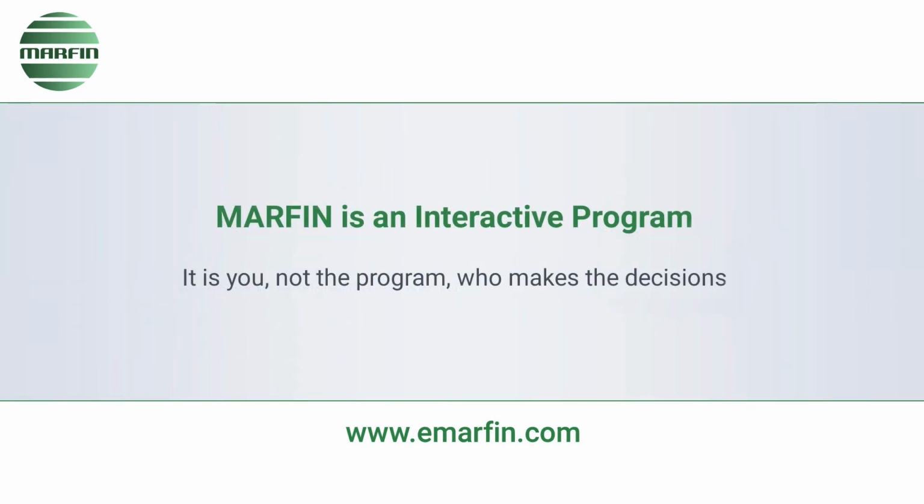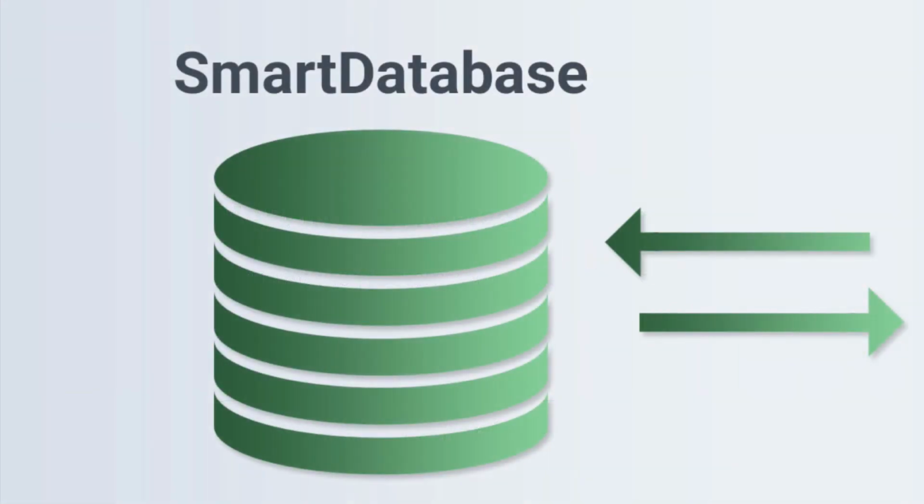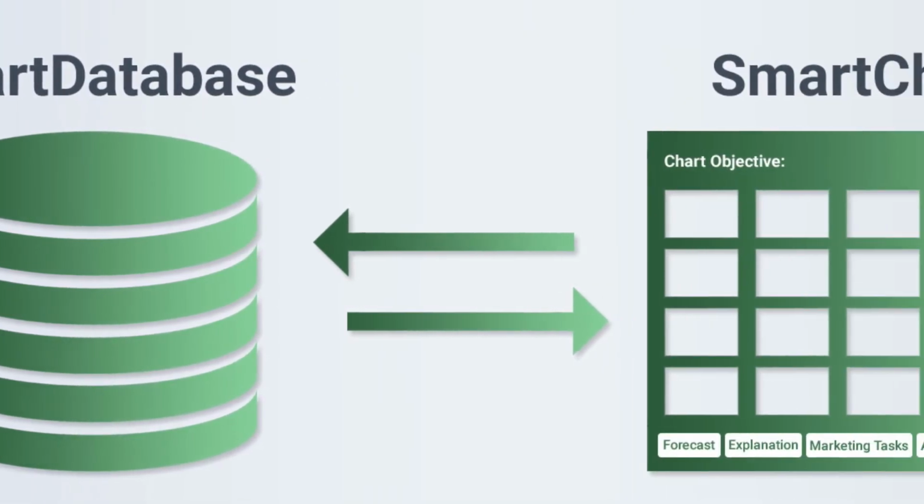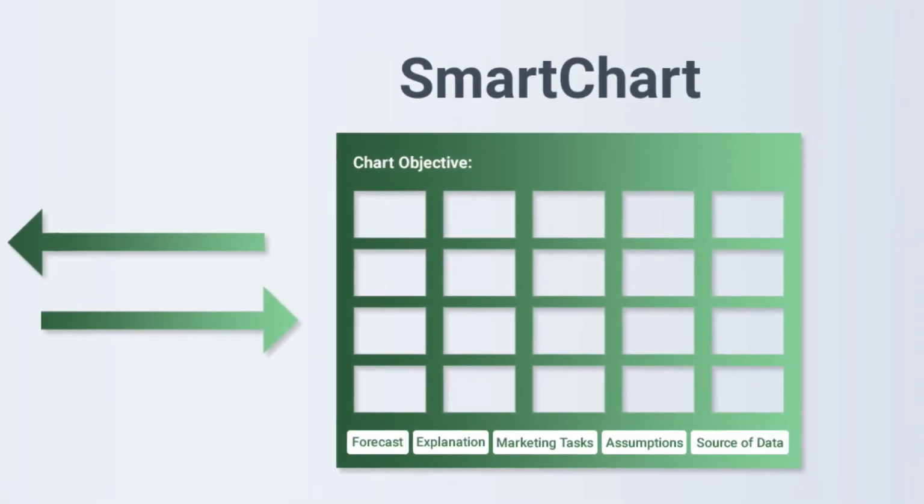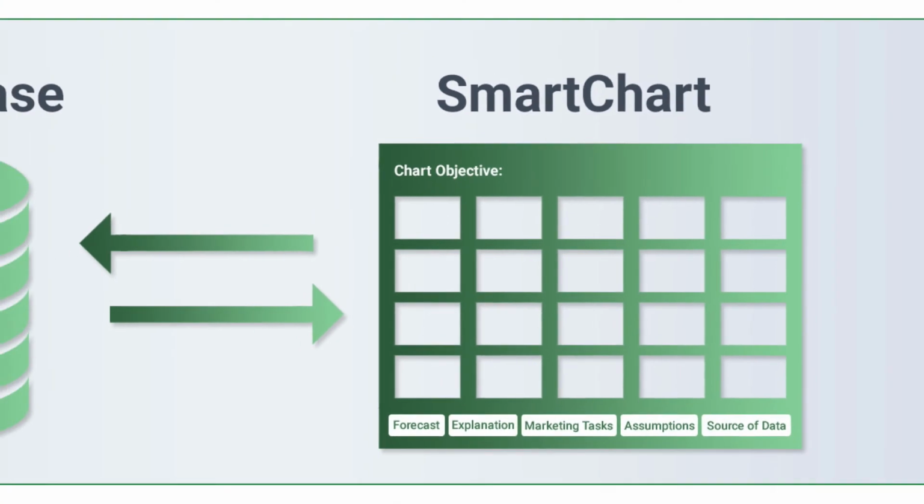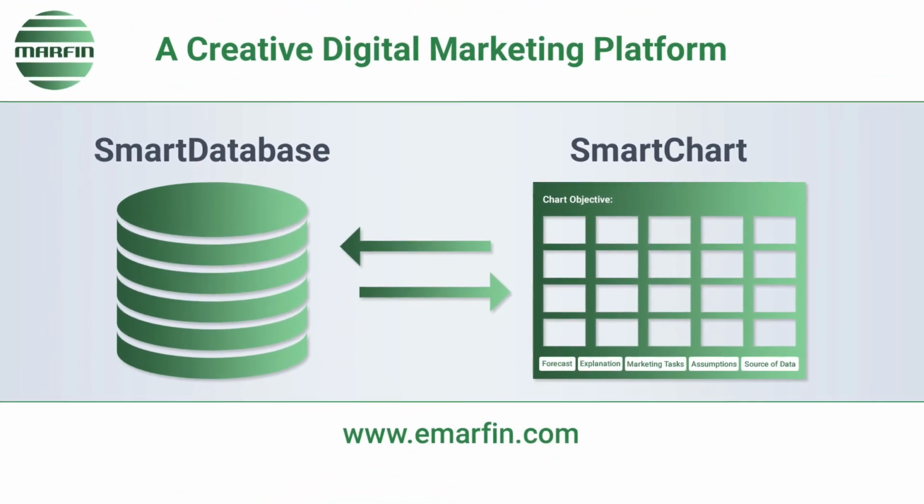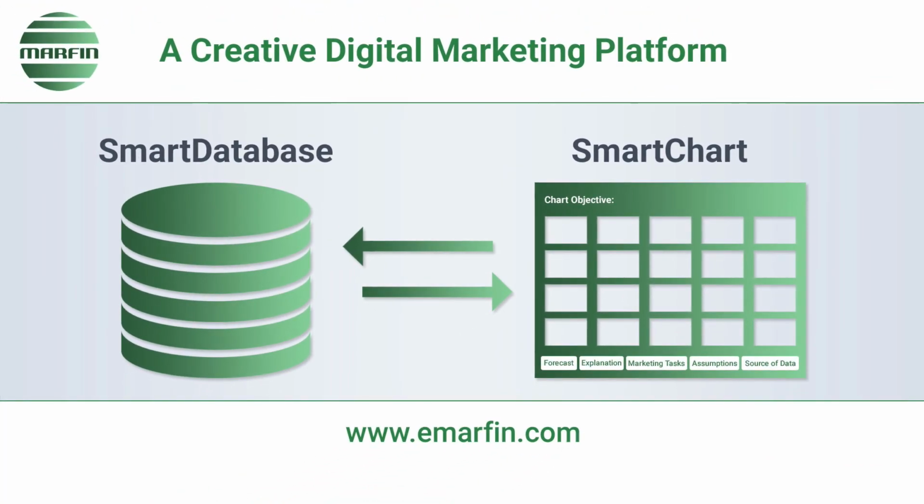MARFIN is an interactive program. MARFIN does not make any decisions. It only provides the information for the user to make a data-based, wise decision. An essential part of the smart database is MARFIN's other unique concept, the smart chart. The smart database and smart chart work together to provide the planner with a new and exclusive marketing platform. Together, they constitute MARFIN's creative digital marketing planning platform.